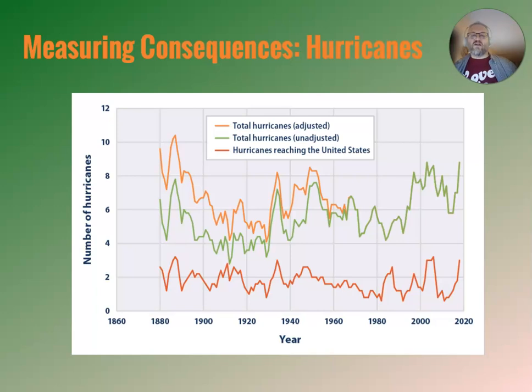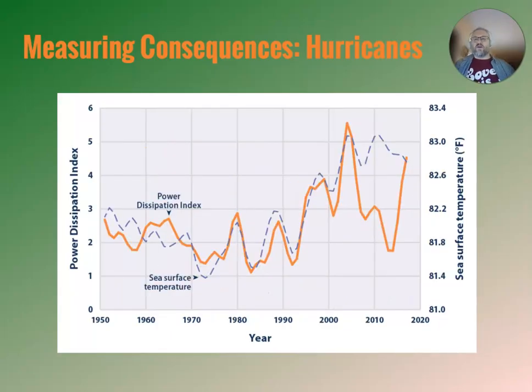Warming waters are not creating more hurricanes. But number of hurricanes is not the only thing that we might look at. We also might look at the strength of hurricanes. So this is that power dissipation index that I mentioned before.